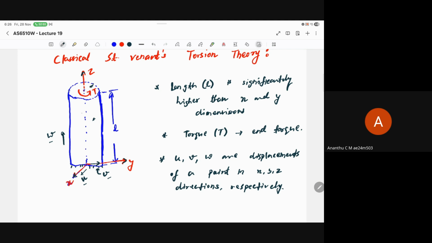Essentially, because of this torque loading, this is going to have a twisting effect along the length. Along the length, starting from this position to this position, there will be twisting in the cross section. And because of this twisting, at any cross section, if you take a point, somewhere here, this point is going to have u, v, and w displacement.